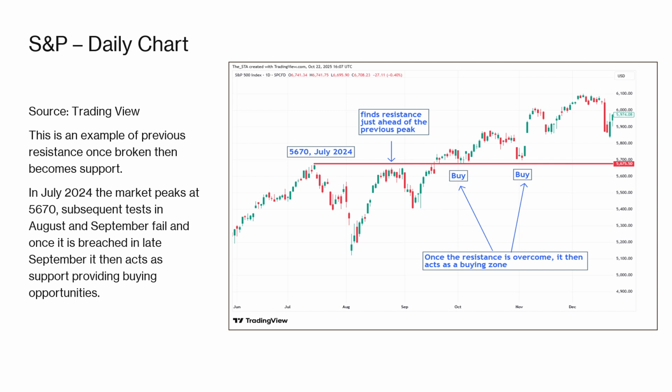This is an example of when previous resistance is broken and it then becomes support. So in July 2024, we saw the S&P peak around 56.70 and subsequent tests in August and September also failed. However, once it's breached in late September, it then acts as support, providing buying opportunities. So this level then goes on in November to provide you with another buying entry point for your trades.